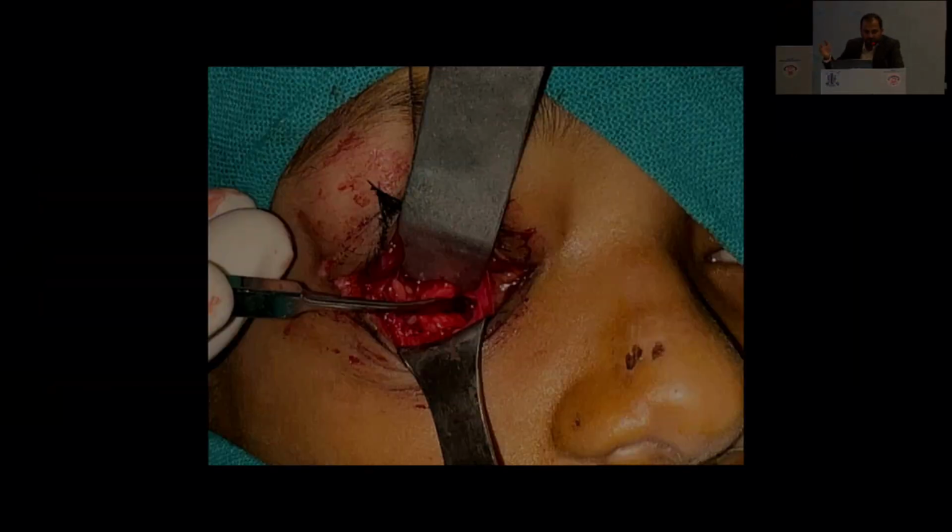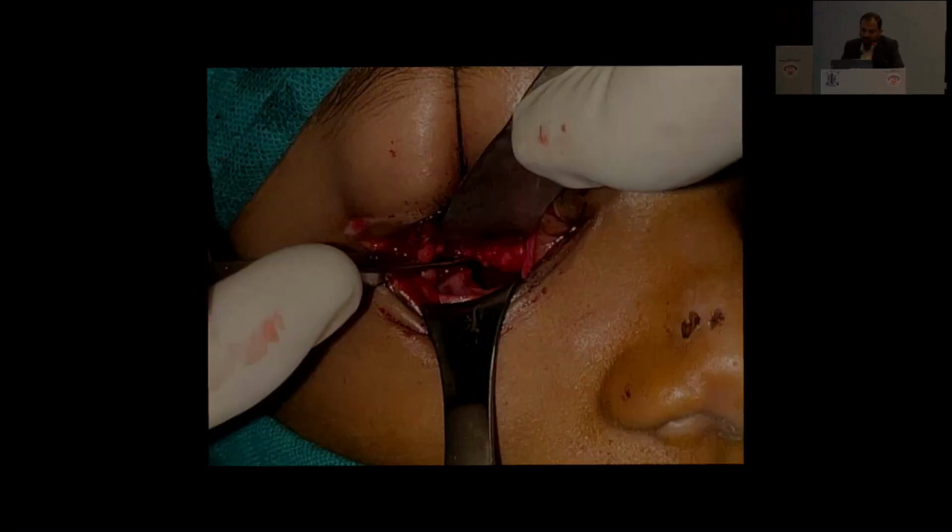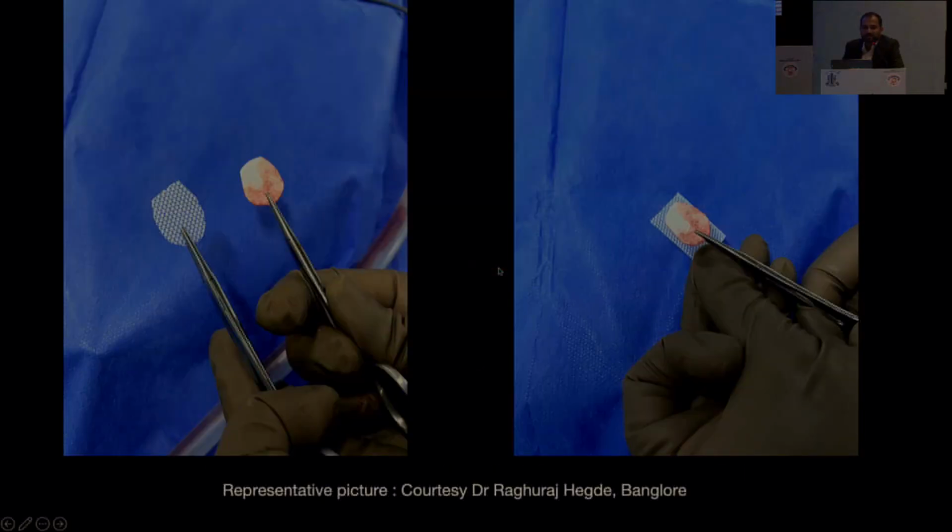The child was taken up for surgery, and this is how the prolapsed tissue was retrieved from the fracture site. This is what the fracture site looked like, and it was repaired with the help of a porous polyethylene implant.